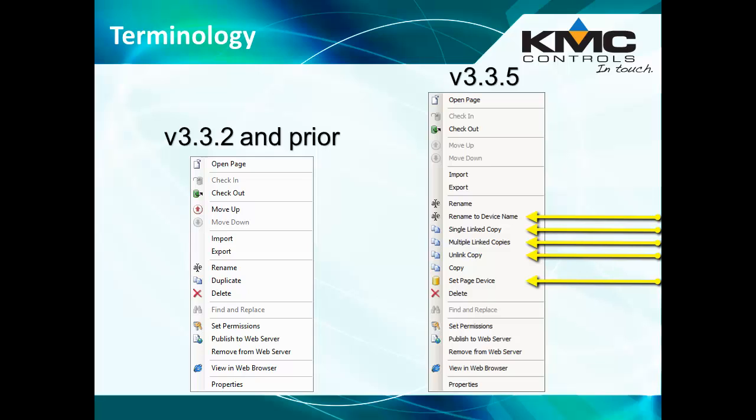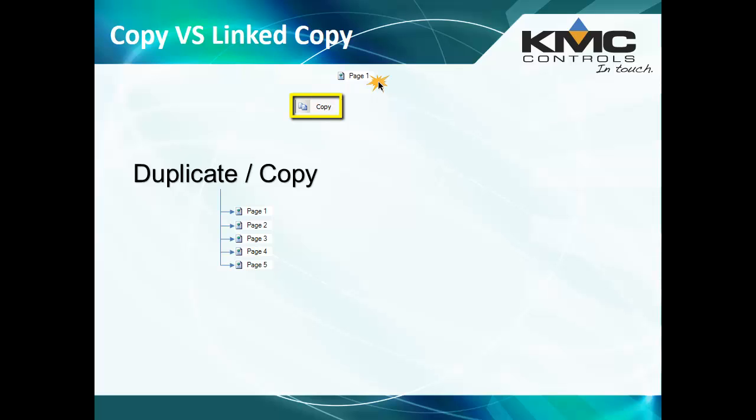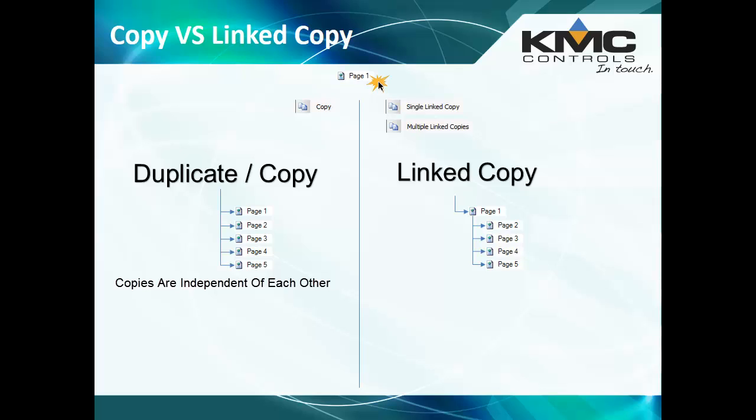The 2 primary choices in the menu that we'll discuss first are single linked copy and multiple linked copies. When users duplicate or copy a graphic page, it creates a complete independent copy of the target page. When a user selects single linked copy or multiple linked copies, Design Studio will still create copies of the selected page. However, this process differs from the traditional copy function because although the linked copy commands create additional nodes in the Site Explorer tree, there is essentially only one graphic page in the database.